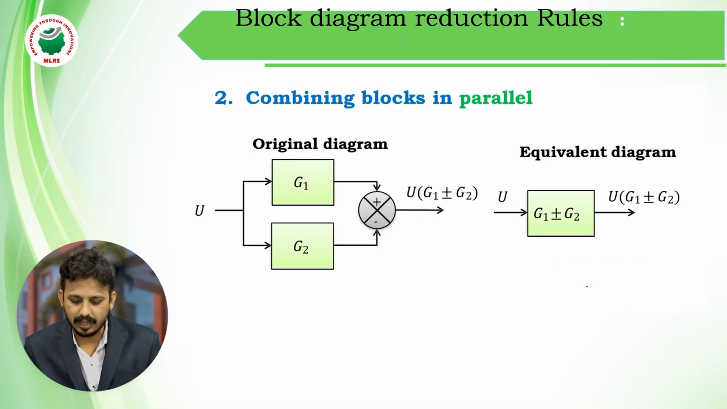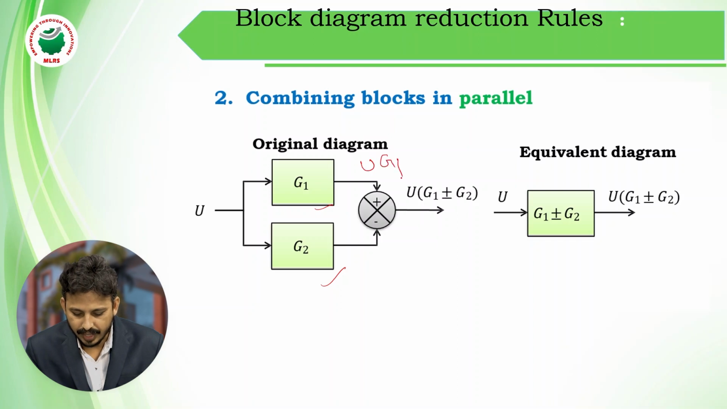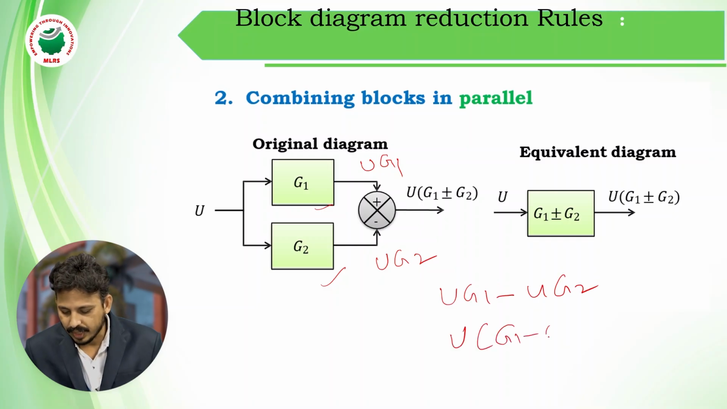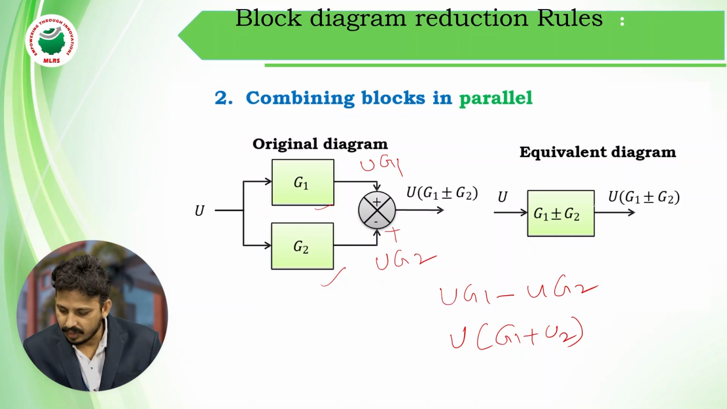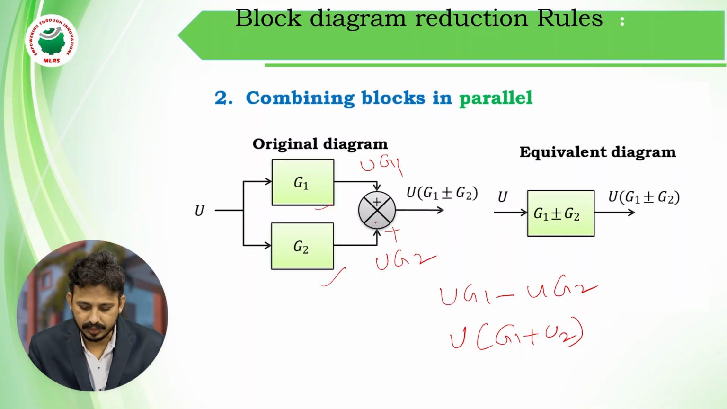And combining the blocks in parallel combination. This is the second rule. If I connect two blocks in parallel, entering into a signal summing point, then as I told you earlier, here the signal is U into G1 and here the signal is U into G2. So plus U G1 minus U G2. If I take U as common, G1 minus G2. If it is plus here, then plus will come here. So that's it. The total or equivalent block is G1 plus or minus G2. That depends upon the symbol here.